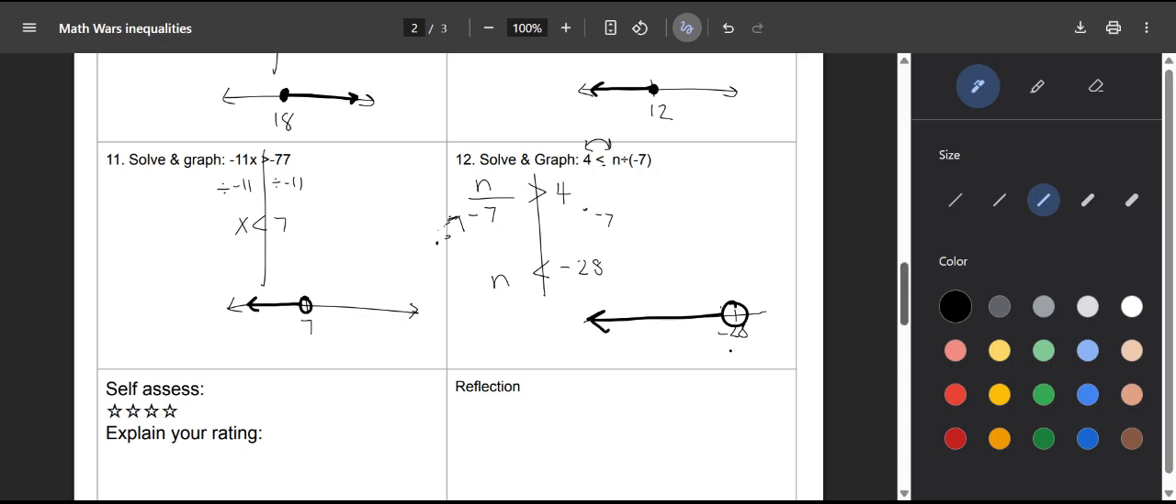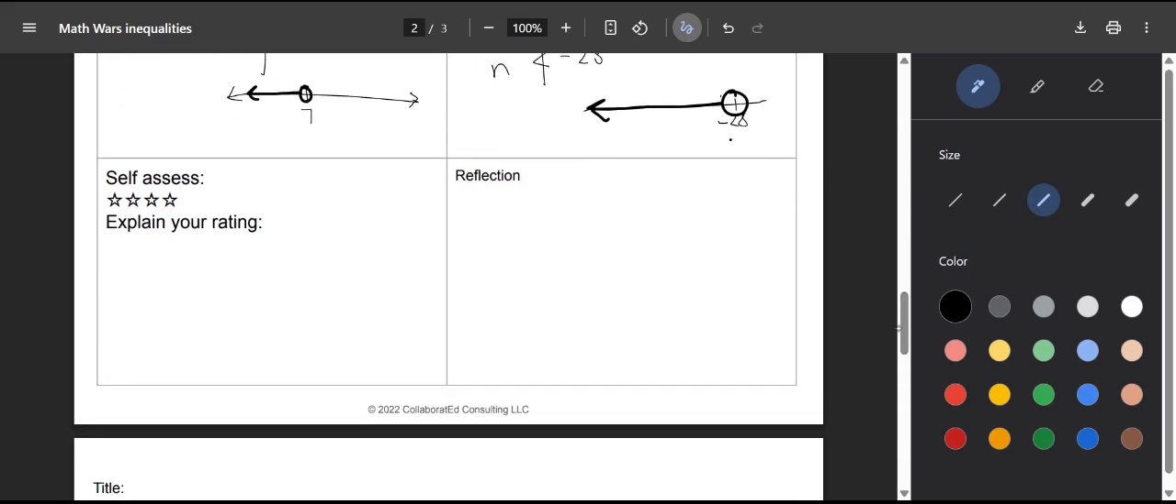I would like you to please self-assess and then fill in your reflection. What are the key things that you learned about solving inequalities today? What are the steps to solving them? What are the special cases? What did we just talk about? And then do your practice problems.